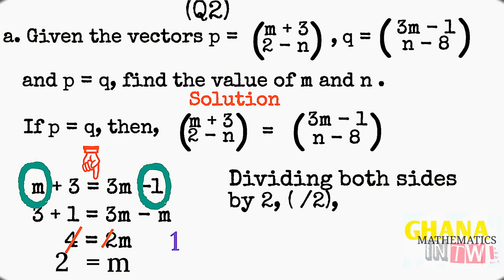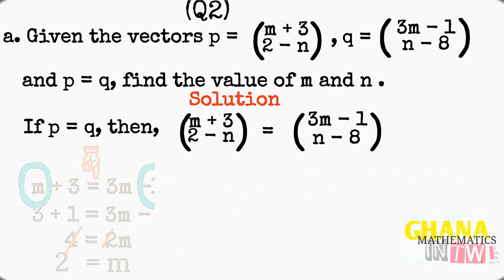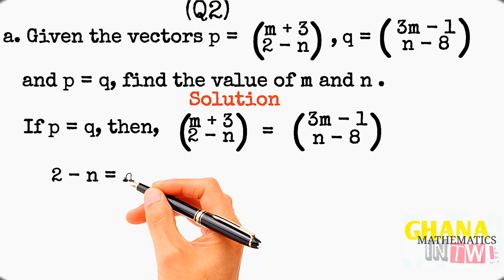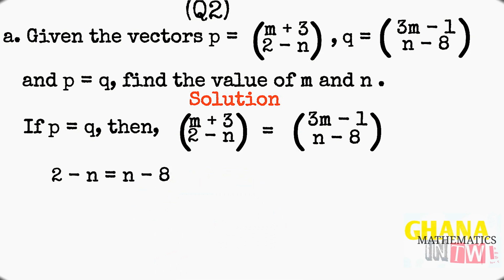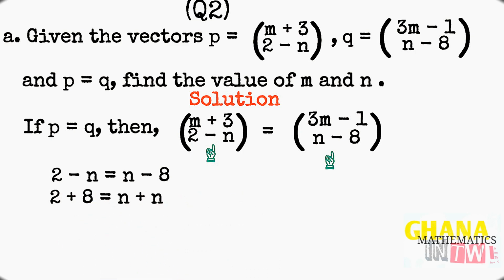But now we are doing the lower part, which is the y. If we are using this to represent the graph, then the 2 minus n and n minus 8 will be the y-axis. So 2 minus n is equal to n minus 8. We do a change of subject here: the 2 is on the left and the 8 goes across, minus 8 becoming plus 8. The n goes across as minus n becoming plus n. So 2 plus 8 is 10, and n plus n is 2n.